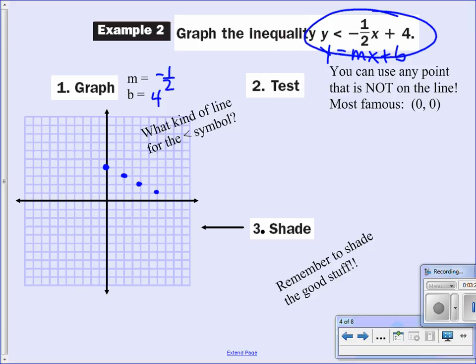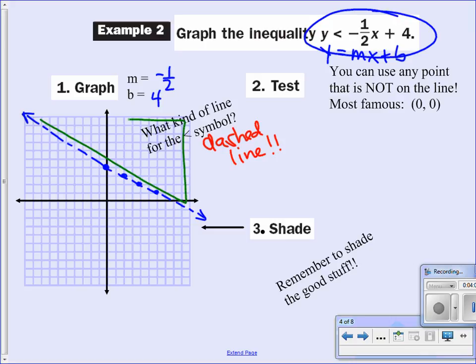Now be careful. We're not going to draw our line. You've got to remember what kind of line for that less than symbol. I would have drawn an open circle if this were on a number line. So I need to draw a dashed line to represent this graph. Now that is going to be the most commonly missed part of your test here, is forgetting that solid or dashed line.